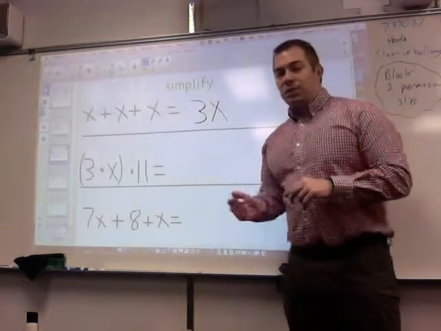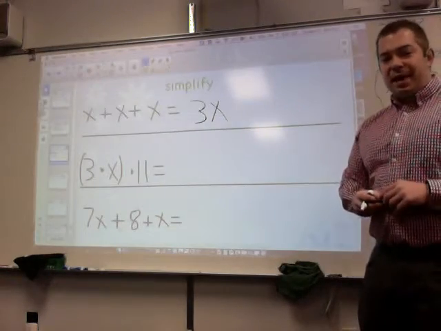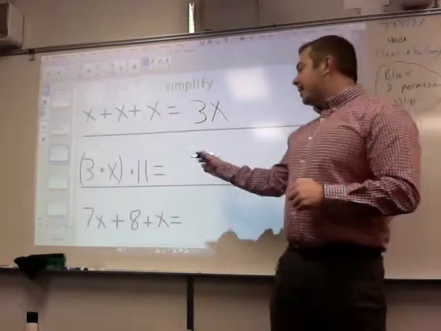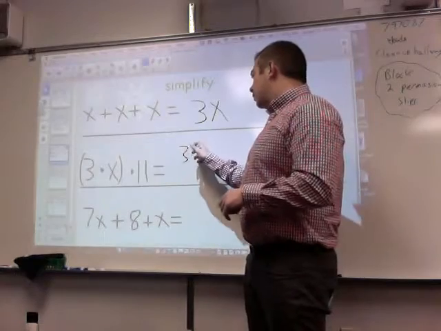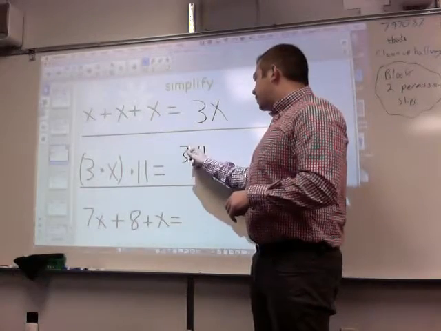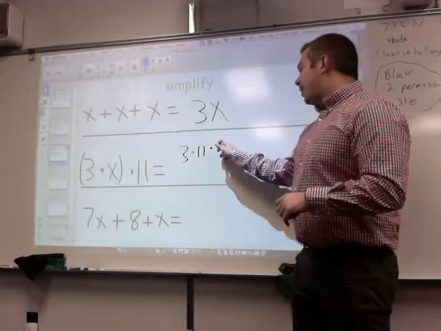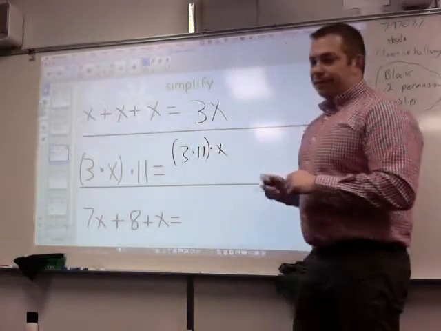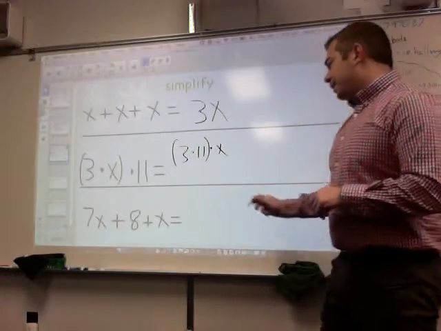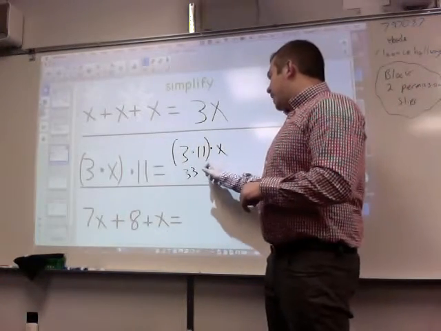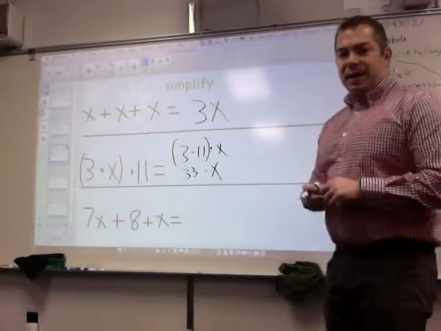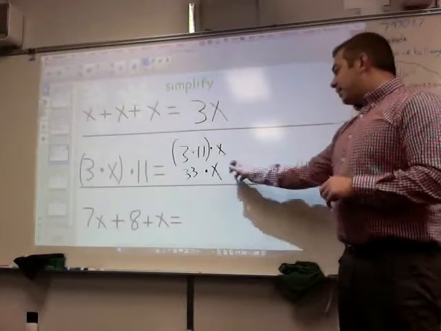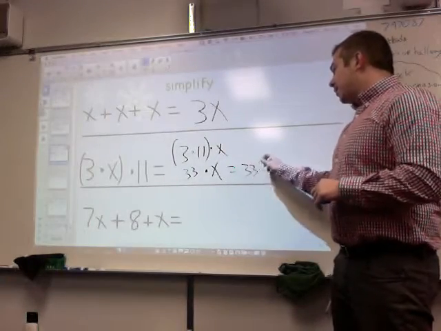Now, because of the associative property again, with 3 times x times 11, I could switch these around. I'm going to do 3 times 11 first, and then that's my multiplication sign, and then I'm going to multiply x after. I just switch them around. I could put my parentheses if I like, and I will. 3 times 11 is 33. Now I bring down my x, I'm left with 33 times x. I don't know if you can see those multiplication signs there. And 33 times x is simply just 33x.